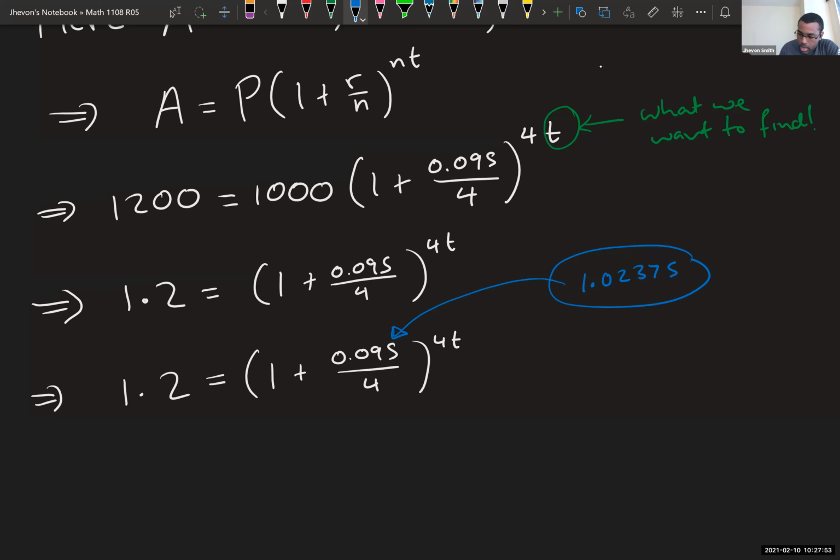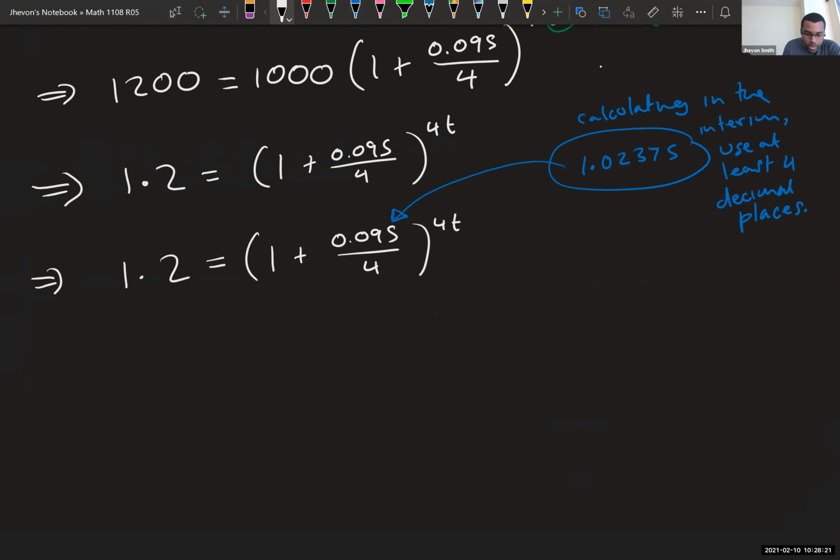So this is calculating in the interim, use at least 4 decimal places. But I probably won't want to calculate in the interim. I'd probably leave it all at the end and then just round the final answer. You tend to get a more accurate answer that way. But yeah, how do we continue?